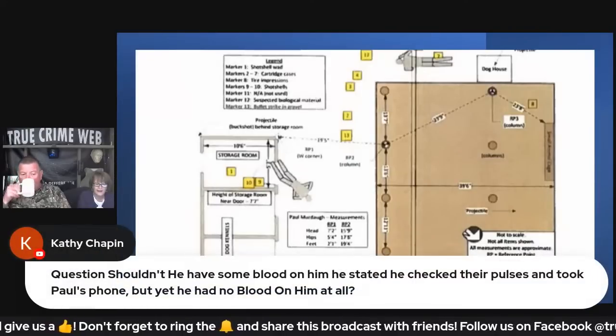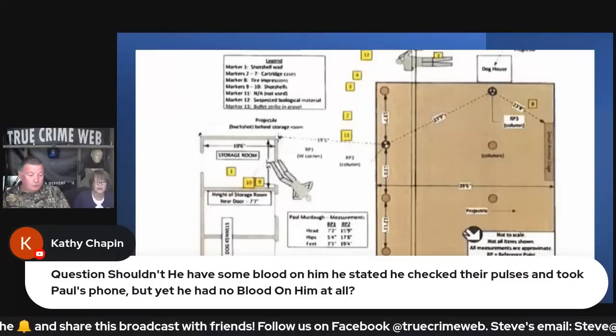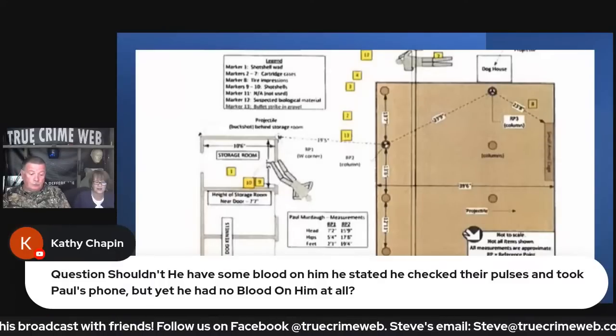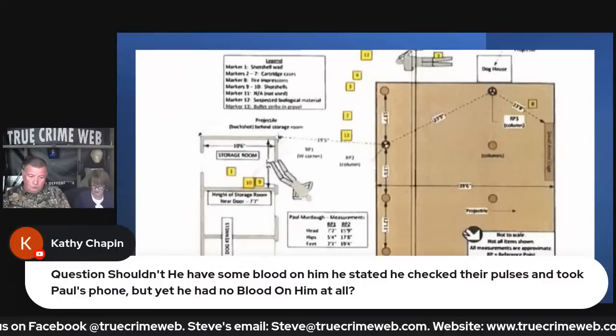All right, and Kathy Chapin, shouldn't he have some blood on him? He stated he checked their pulses and took Paul's phone, but yet he had no blood on him.